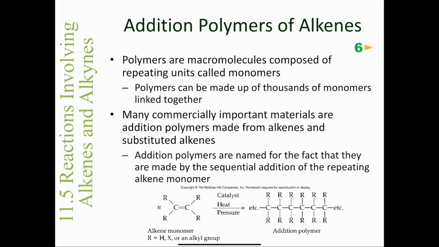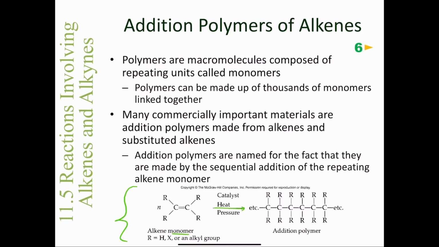Polymers are macromolecules composed of repeating structural units called monomers. A polymer may be made up of several thousand monomers. Many commercially important plastics and fibers are addition polymers made from alkenes or substituted alkenes. They are called addition polymers because they are made by sequential addition of the alkene monomer. The general formula for this addition reaction follows the reaction scheme that's shown down here on the bottom. We have our alkene monomer, and then we treat it with a catalyst and heat or pressure.